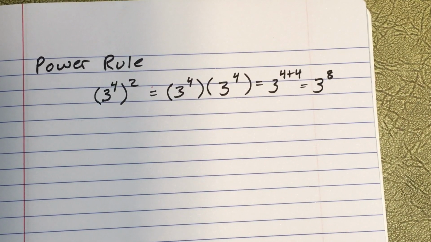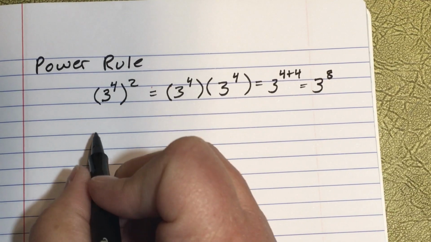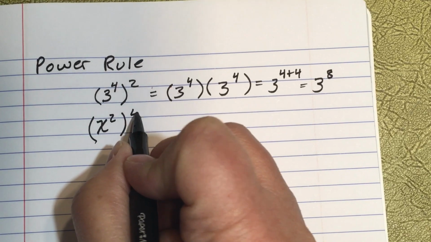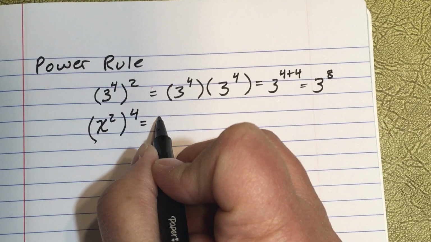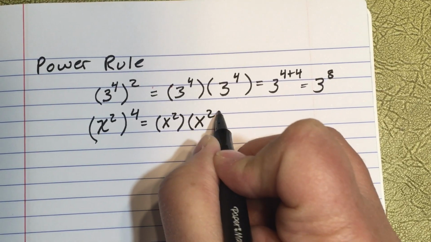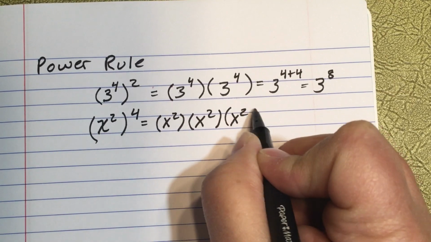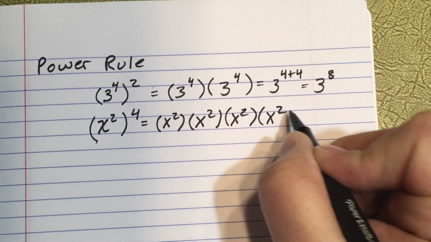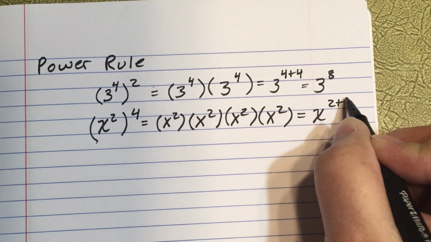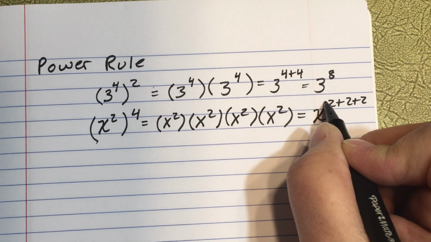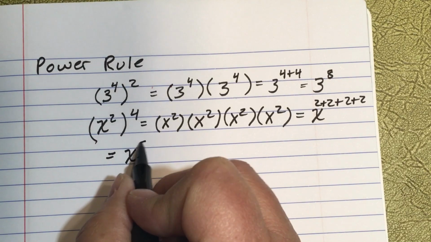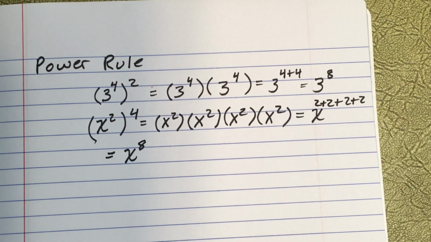Now I could do something similar if I have variables. Let's say I have x squared, and that's my new base to the 4th power. Well, that would be x squared times x squared times x squared times x squared. What's that? That is x to the 2 plus 2 plus 2, I'm running out of space, plus 2. And that would equal x to the 8th power. Oh, that's a lot of work.